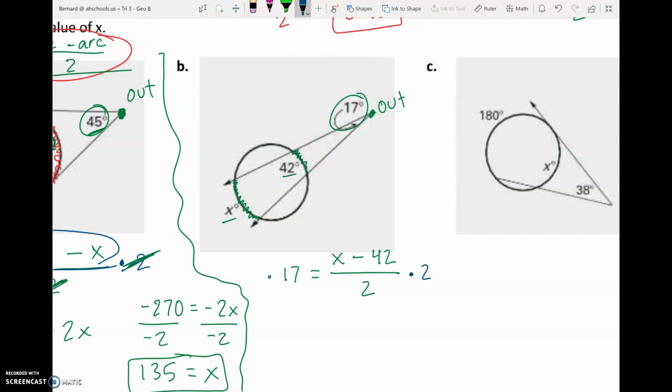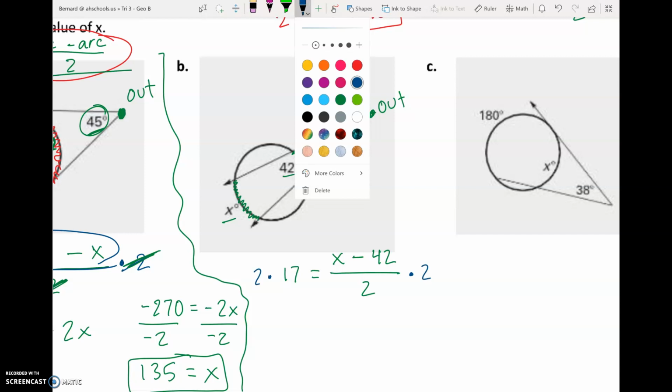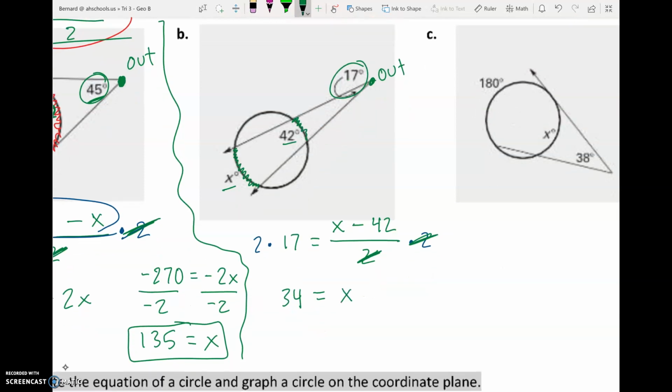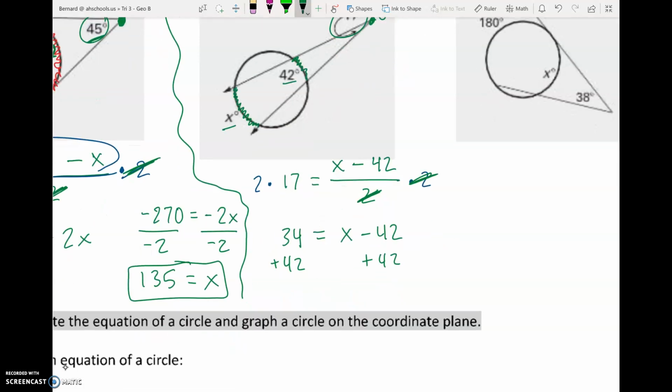We'll times both sides by 2. And so on the left, 2 times 17 is 34. On the right, timesing by 2 and dividing by 2 just cancels, so it leaves x minus 42. And we just got to get x by itself by adding 42 to both sides. And that leaves us with 76 equals x. And so that arc, right, is a 76-degree arc.